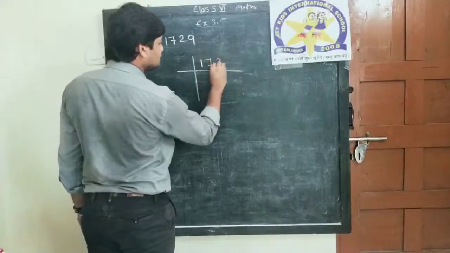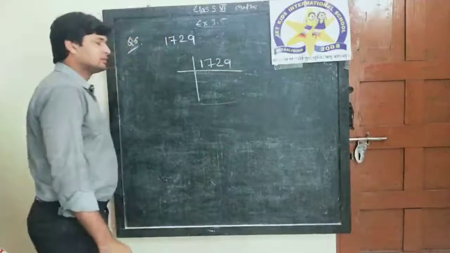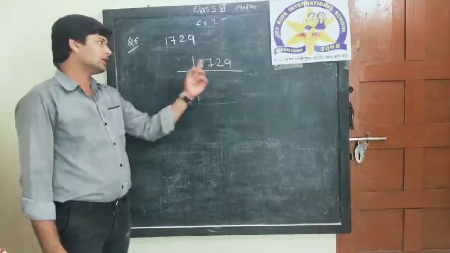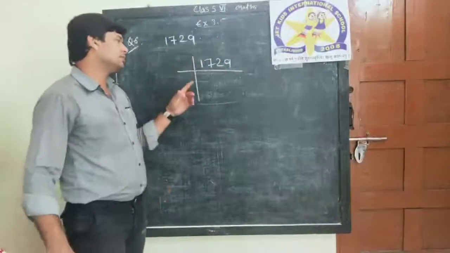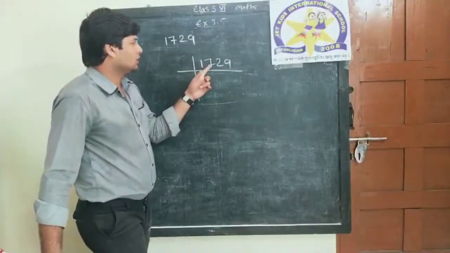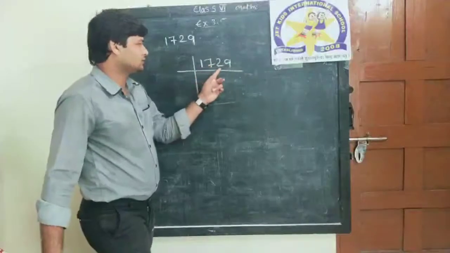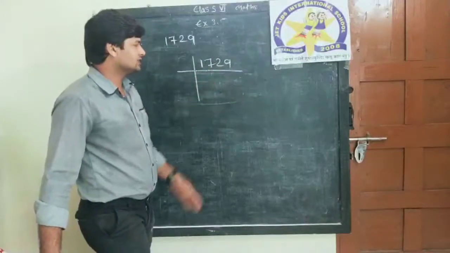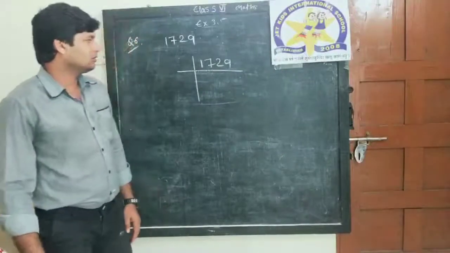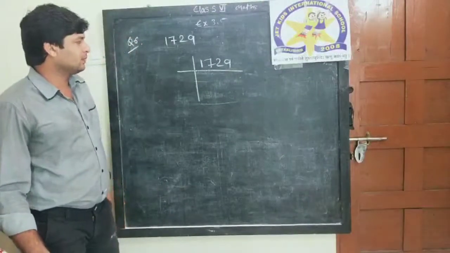Okay, 1729. Clear? 1729. Is it divisible by 2? No. Is it divisible by 3? 9 plus 1, 10, 90. No. Is it divisible by 4? No. 5? No. 6? No. 7? Is it divisible by 7?